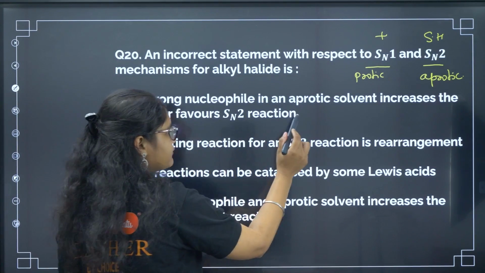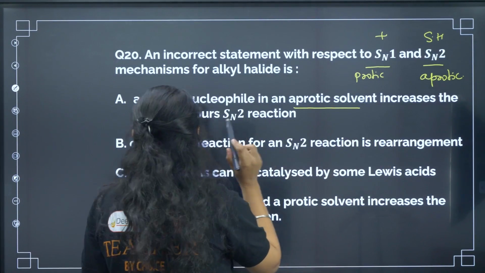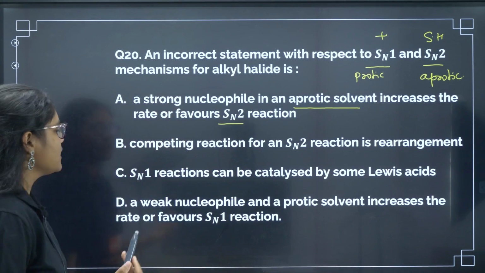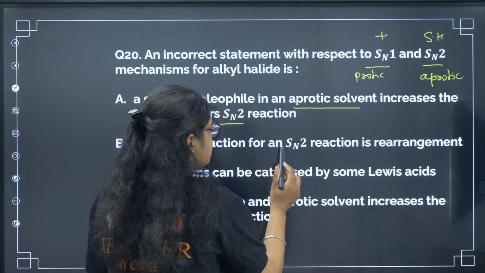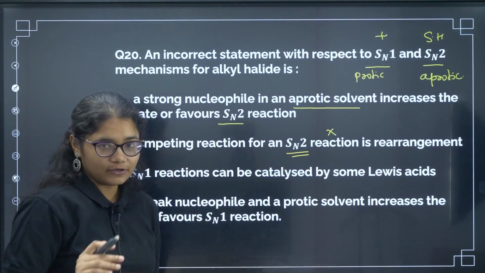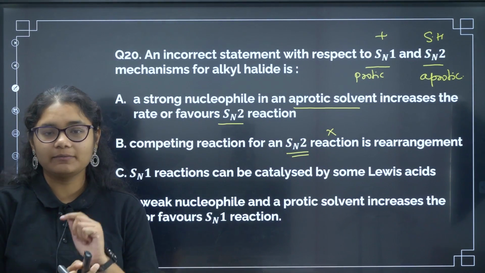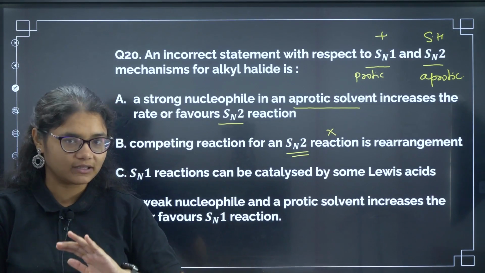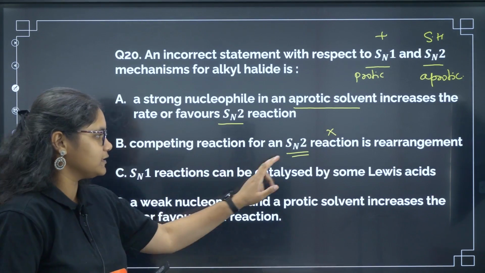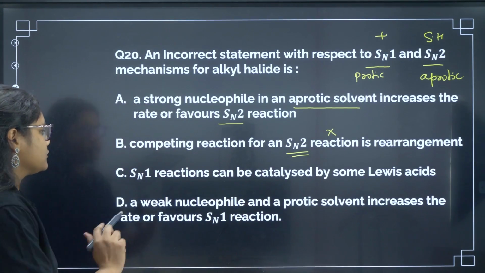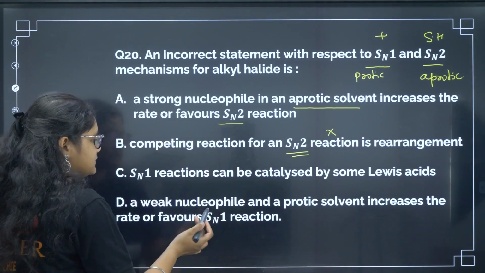A strong nucleophile in an aprotic solvent increases the rate or favors the SN2 reaction. Yes, that is correct. Next, competing reaction for an SN2 reaction is rearrangement. See, in SN2, there is no chance of rearrangement because there is no intermediate formed. It is a transition state that is formed in the reaction. So that is why in SN2, there is no question of rearrangement at all. Okay. So this can be an incorrect statement.